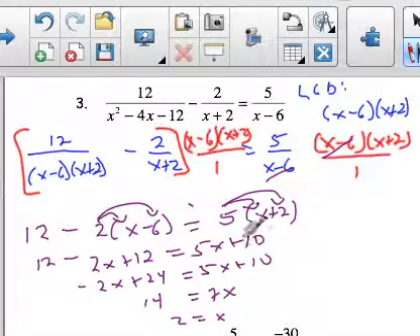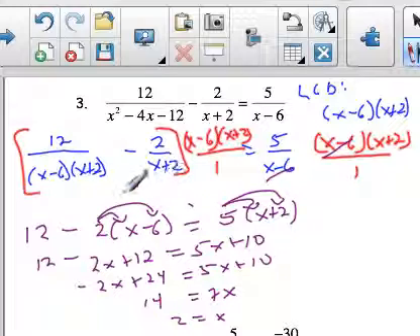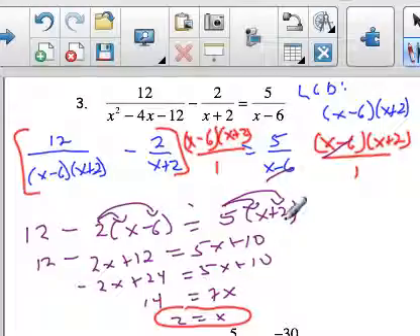It's important to check that x equals 2 is part of the domain. If I look back at my original expression, I'm concerned about values that make the denominator 0. 2 does not make the denominator 0, so x equals 2 is the solution to this equation.